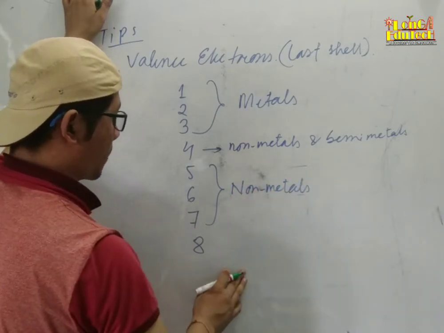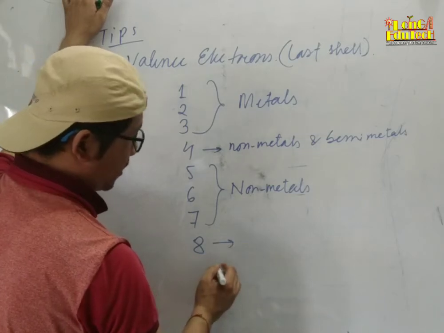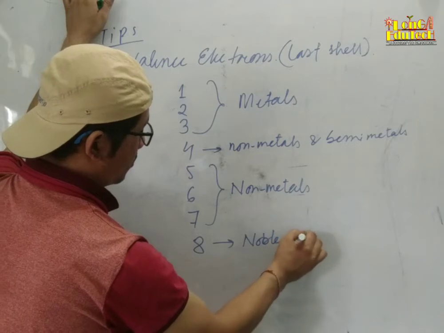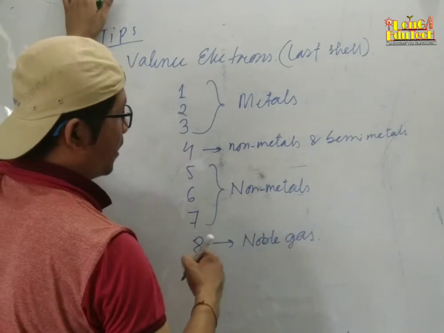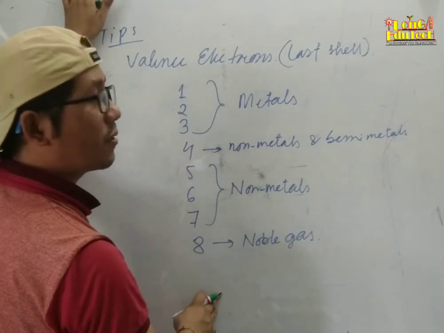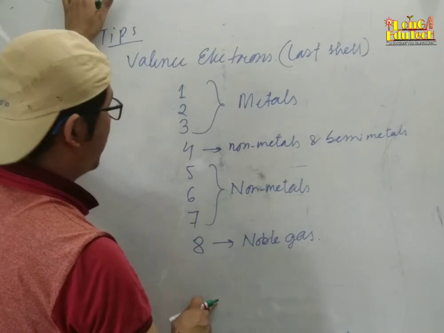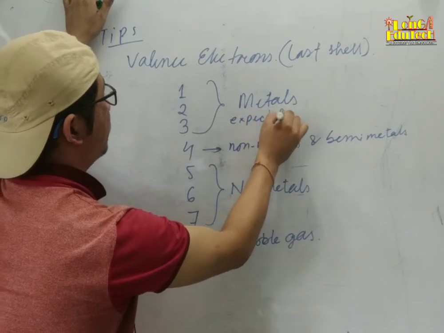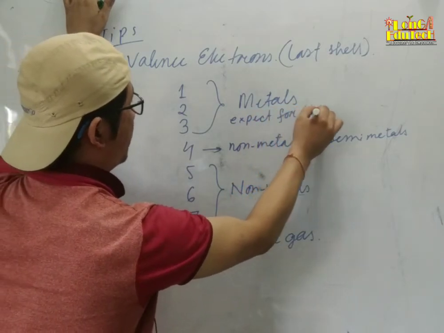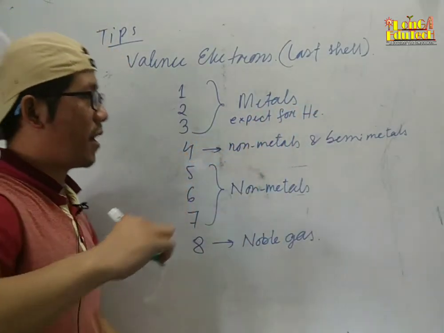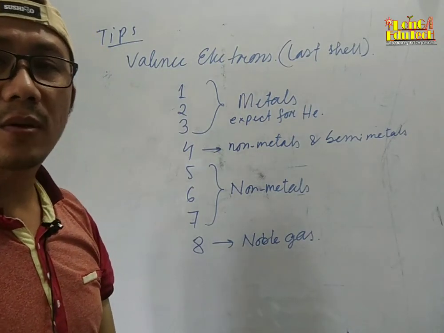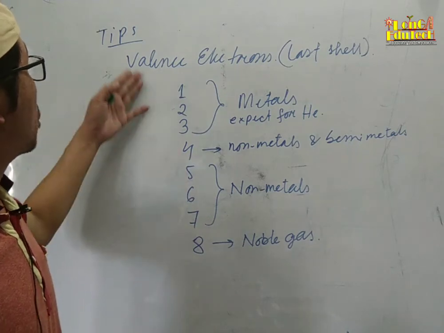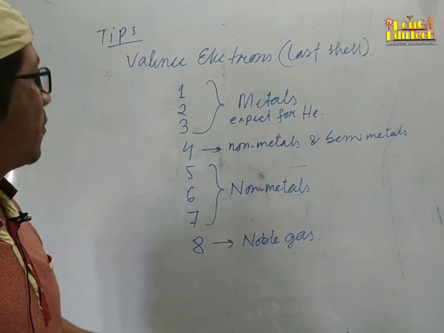They are non-metals. And those which have the 8, they are what they call noble gas. They are so noble, so humble that they do not react with any elements. And here will come the exception, except for helium. Exceptions for helium. So what will be the valency of helium? Its valency will be 0, right? The valency of noble gases is also 0, right? So these tips also you have to understand.